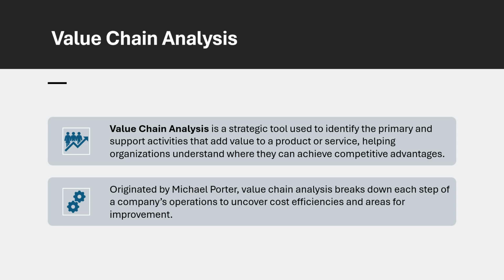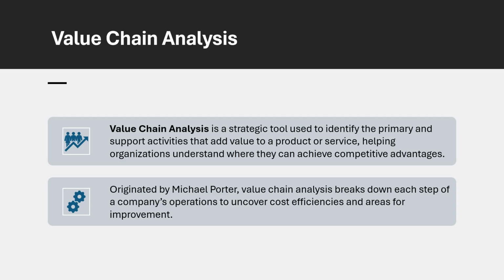Now we are going to learn the most important and very interesting value chain analysis. What is this? It is a strategic tool which is very helpful in identifying the primary and the support activities. Every product, every process will have primary and support activities, and value chain analysis is a strategic tool which is going to help you in identifying the same. And with that, what can we do? We can add value to the product or service, helping organizations understand where they can achieve the competitive advantages without compromising the customer's comfort and customer's convenience.